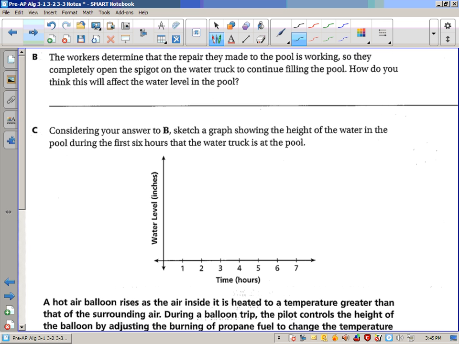Then it says, the workers determined that the repair they made to the pool is working, so they completely opened the spigot on the water truck to continue filling the pool. How do you think this will affect the water level in the pool? Well, think about it. Again, just common sense. If you start out with the spigot not open very much, and then you open it all the way, then the pool's going to hopefully fill up faster. So the water level will increase more quickly.